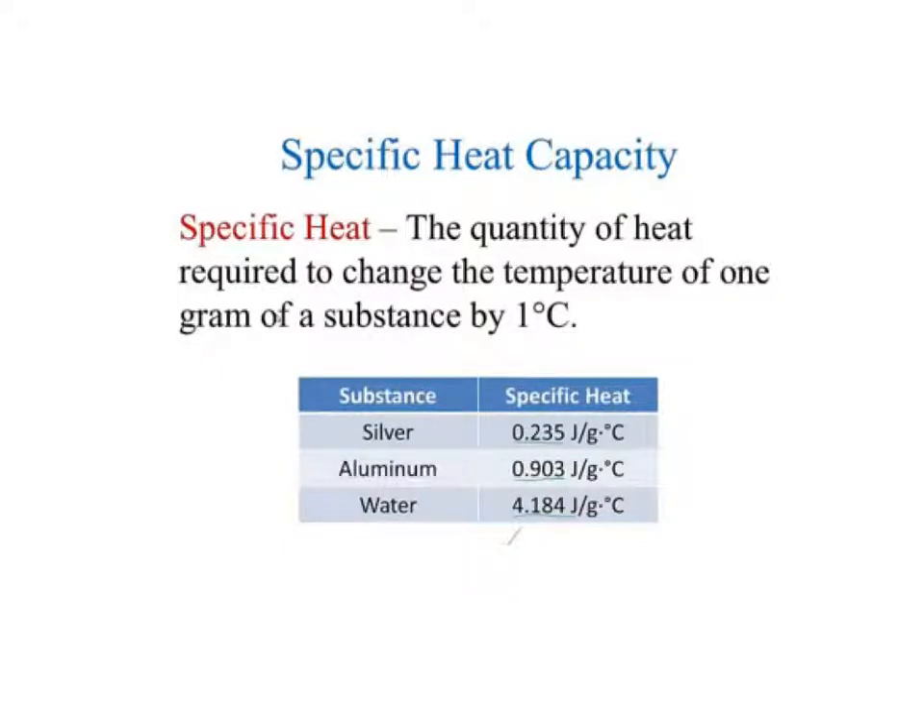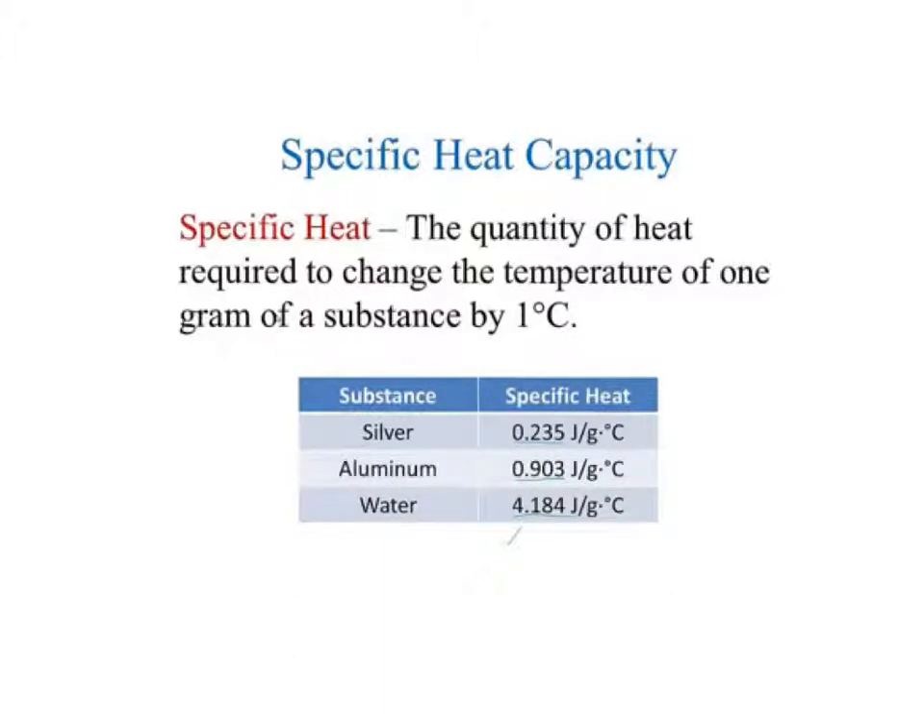In this tutorial, I'm going to explain what specific heat capacity is and how you can calculate it. Let's start with the definition, which is extremely hard to understand when it's just in words, so I'll give you some examples. Here's the definition. Specific heat is the amount or quantity of heat required to change the temperature of 1 gram of a substance by 1 degree Celsius. So let's look at silver.